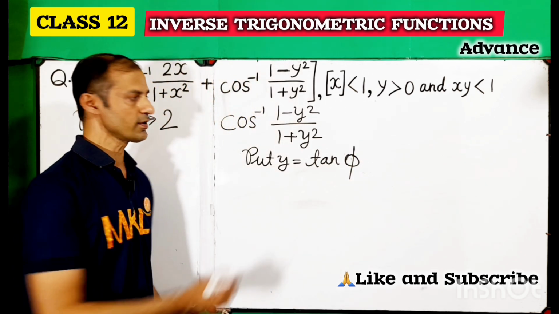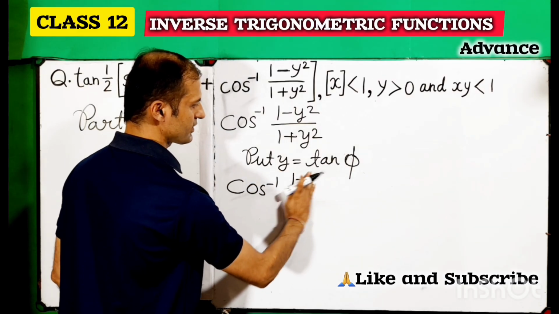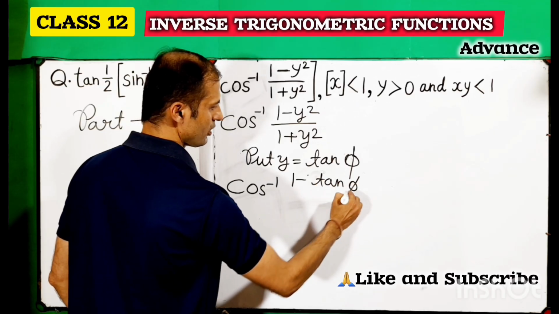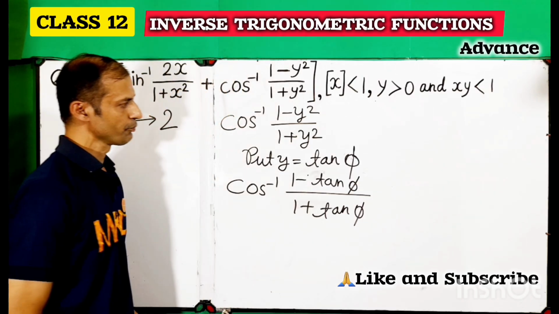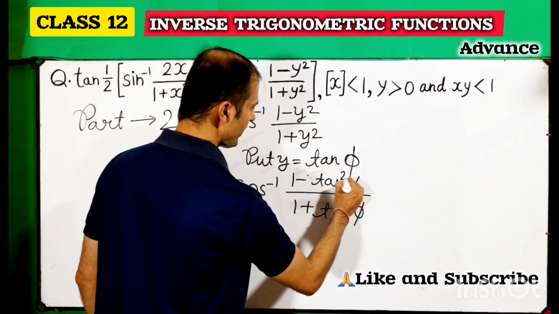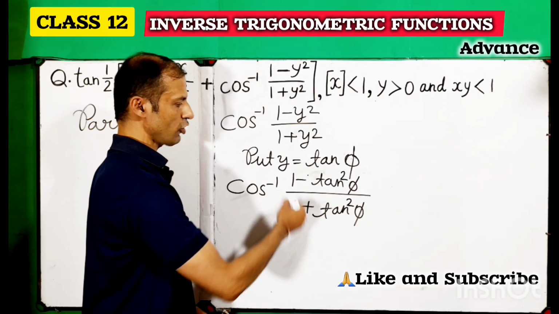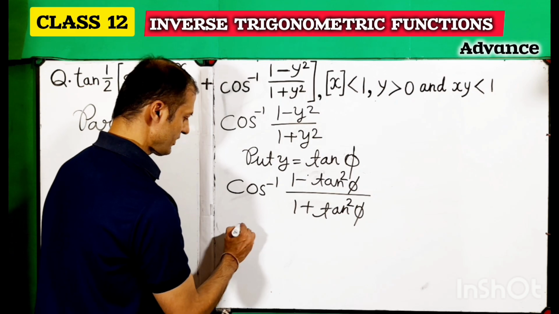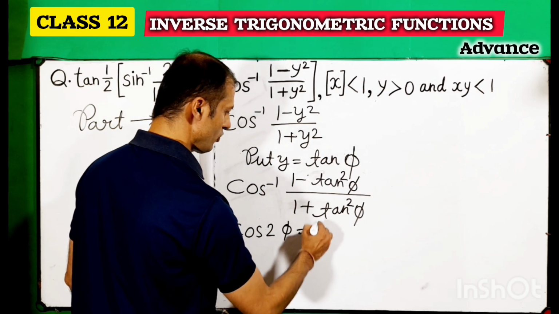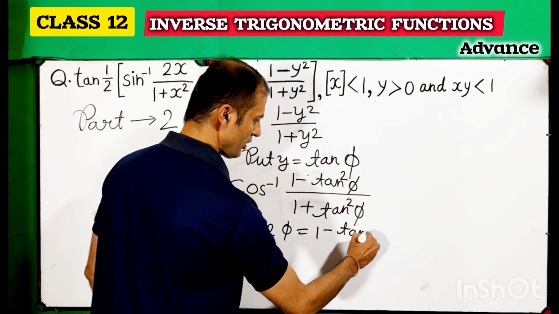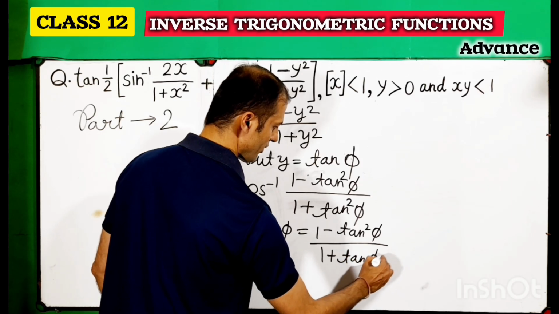Now what we'll do, students, is cos inverse of 1 minus tan phi upon 1 plus tan phi. Sorry, students, 1 minus tan square phi upon 1 plus tan square phi. Now here, as we know, this is the cos 2 theta formula, so cos 2 phi is equal to 1 minus tan square phi upon 1 plus tan square phi.